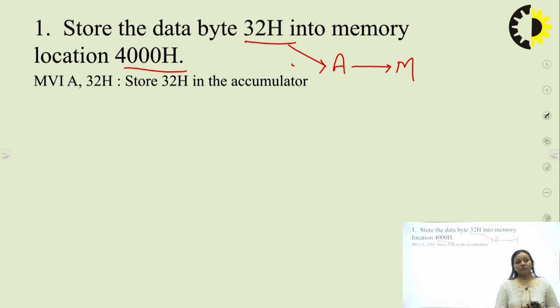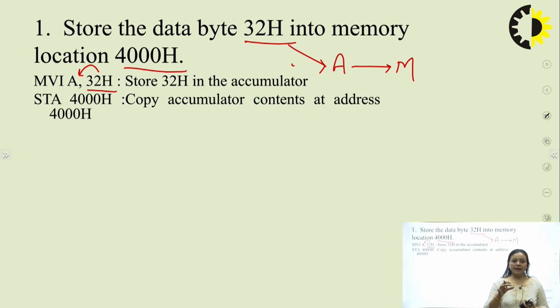First, if I want to initialize this number 32 into the accumulator, how can I do it? For this, we have the instruction MVI. MVI means move immediate data. Immediate means the data which is present in the instruction. So 32H is the immediate data which I have to move into the accumulator. With the help of the instruction MVI A, 32H, 32H is loaded into the accumulator, or we can say register A.